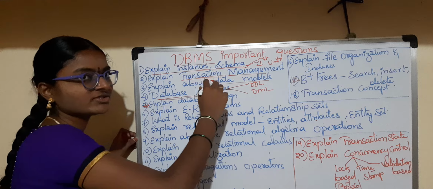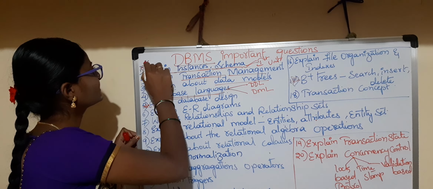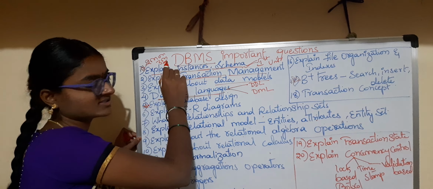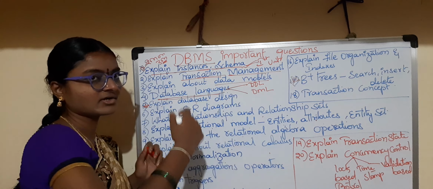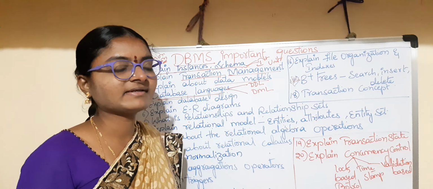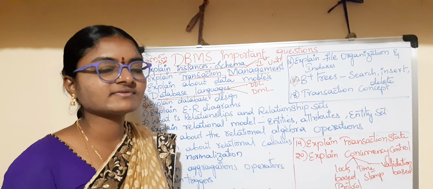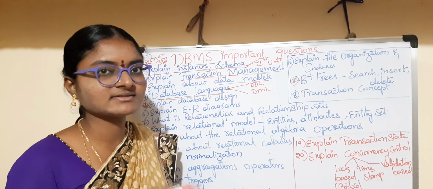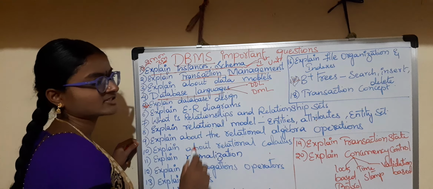It is in the first unit, students. You can prepare well. Next, it comes as either a 2 marks question or a 3 marks question in your semester exams for short questions. The next question is: explain transaction management. How is a transaction done from one database to another database? For example, in a bank we transfer money, like 50 rupees from person A to person B. This is the process of transaction management.